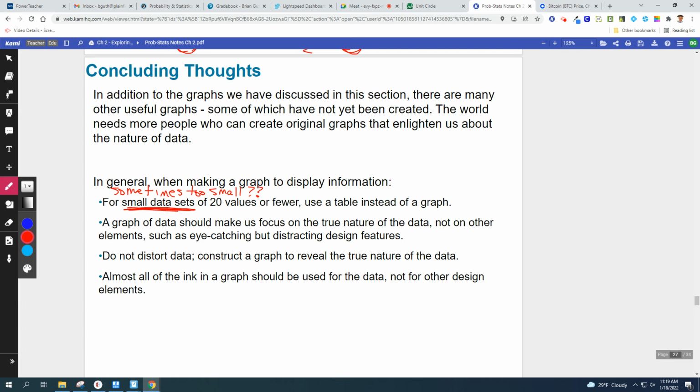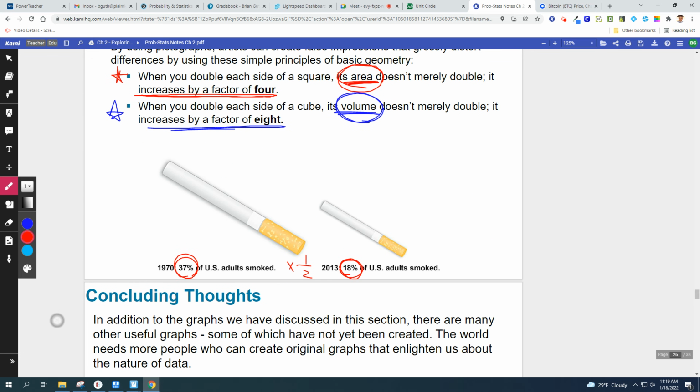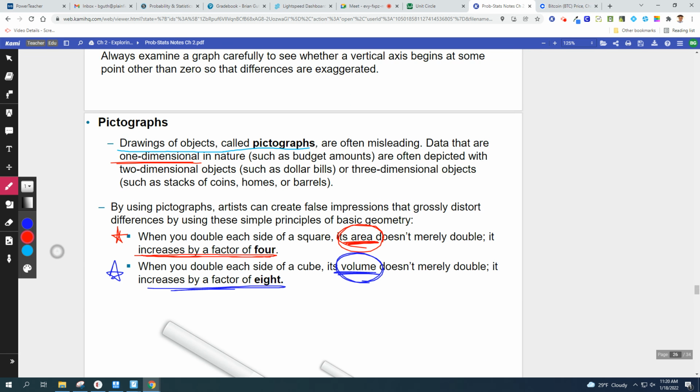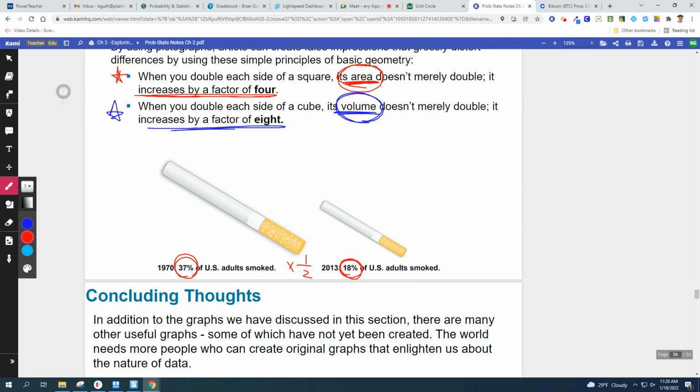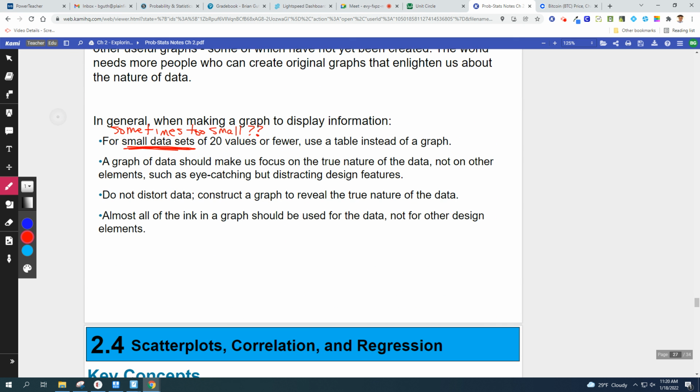Graphs of data should make us focus on the true nature of the data, not on other elements such as eye-catching but distracting design features. By the way, do you remember what the graph was called when we drew a picture of it? Pictograph. Picture, pictograph. That's kind of what they're talking about there. Do not distort data. Construct a graph to reveal the true nature of the data. Then they say almost all of the ink in a graph should be used for the data, not for other design elements. I think they're specifically talking about a pie chart.